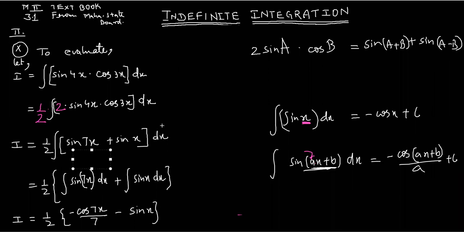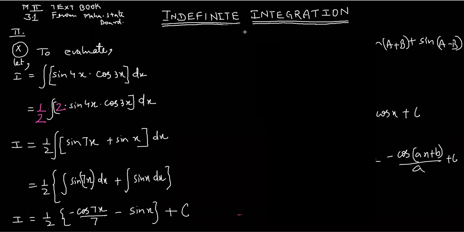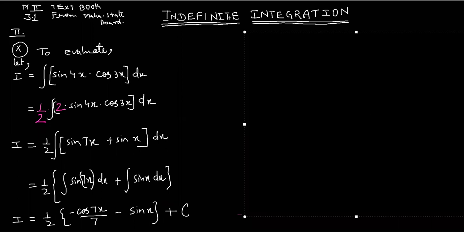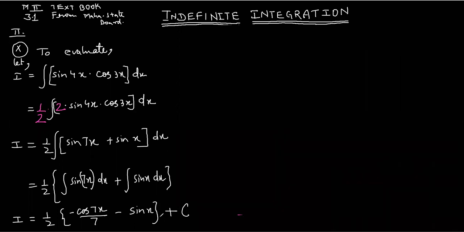So what will be the integration of sin 7x? Minus cos 7x upon 7. You divide by the coefficient of x and finally add c here. You will add c only once; no need to add it for both. So here we used that defactorization formula. This is your final answer.